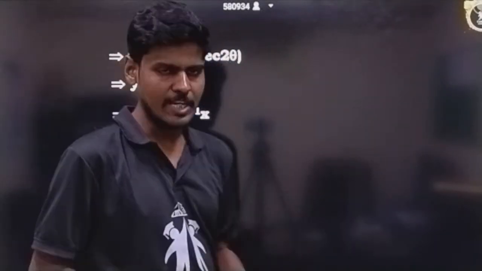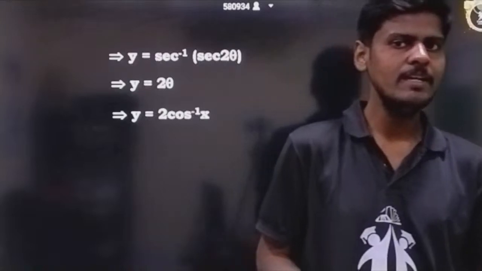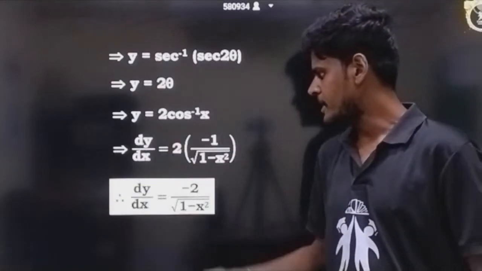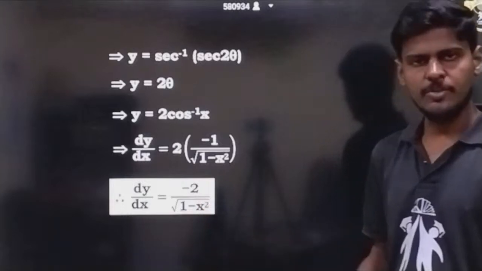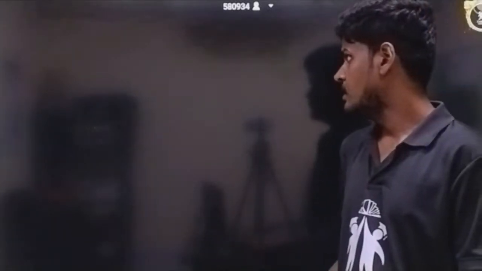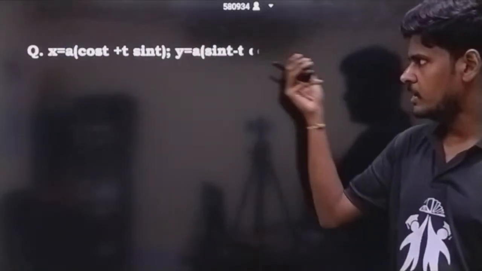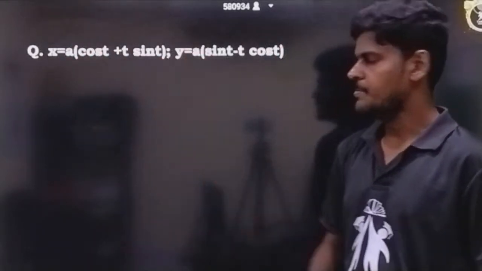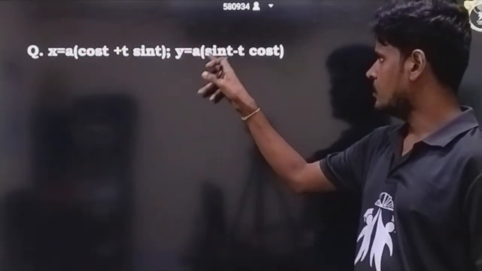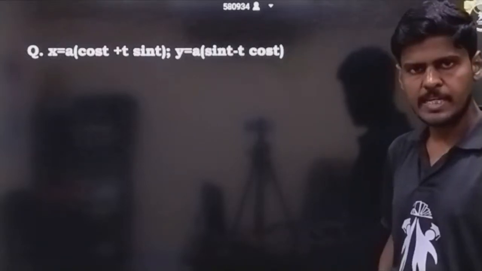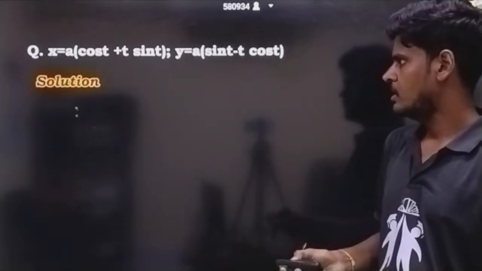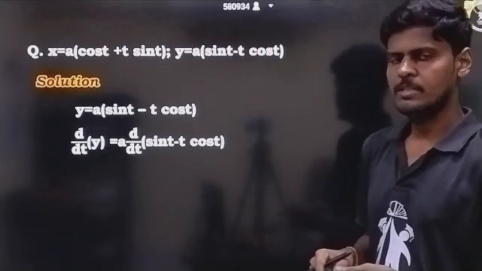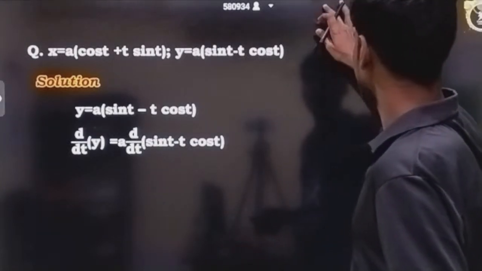What is the differentiation of cos inverse? Minus 1 by root of 1 minus x square. So our final answer is minus 2 by root over 1 minus x square. Next question. x is equal to a into cos t plus t sin t and y is equal to a into sin t minus t cos t. We should find dy by dx.